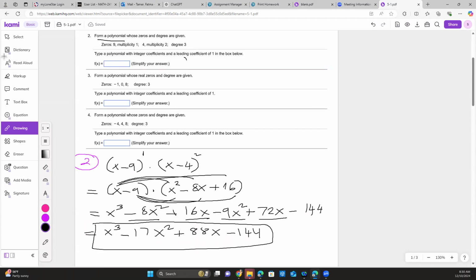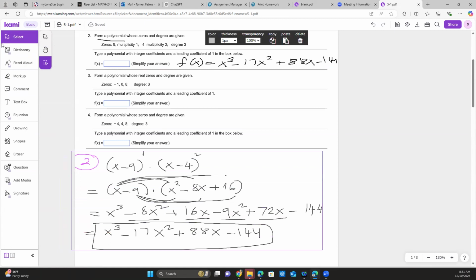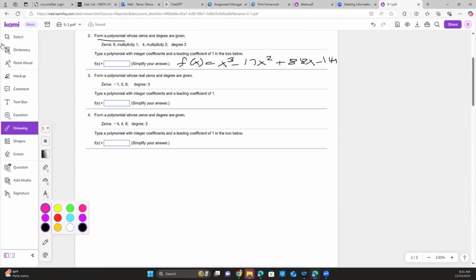So this box on homework, you will have to just type in these numbers, of course. I get x cubed minus 17x squared plus 88x minus 144. That's how we answer number 2. So we have a lot of questions in this format. So I'm going to just model this problem type one more time. But if you don't understand anything clearly, make sure that you watch the question solution multiple times.